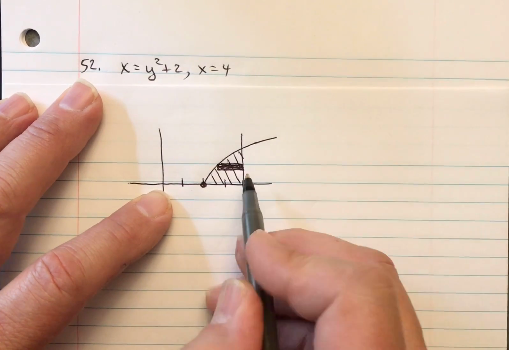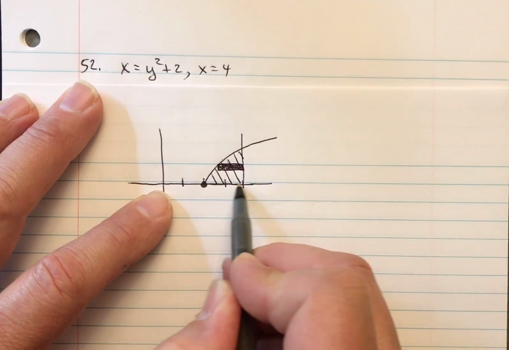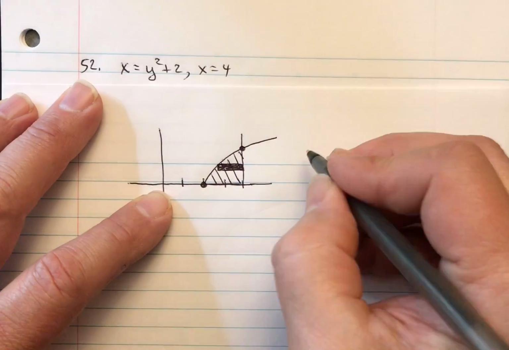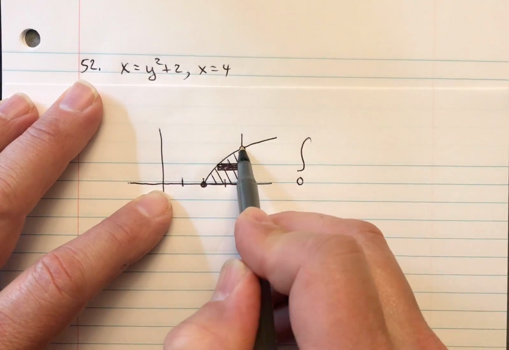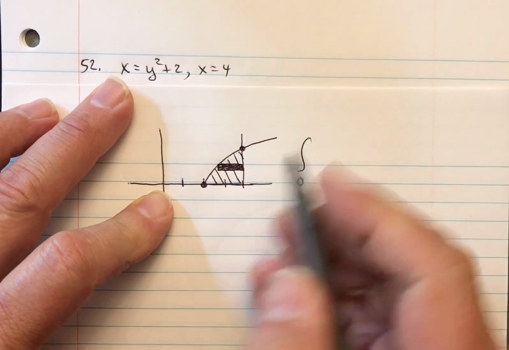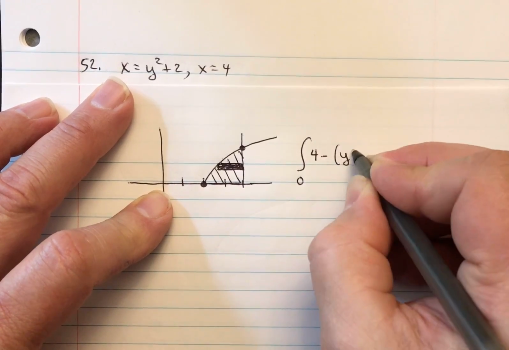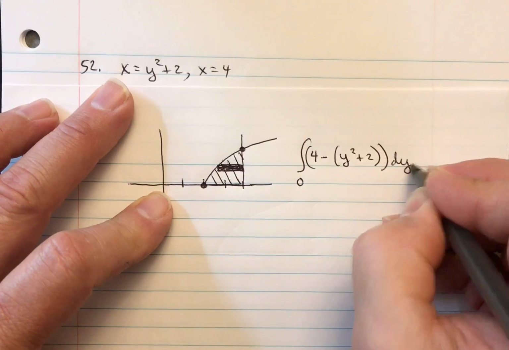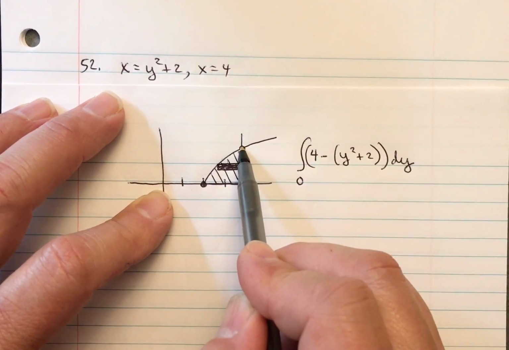So in this case, I'm going to integrate from 0 up to the y value of that point of intersection. So I'm going to integrate from 0, and we'll come up with that y value in just a second. But my right edge would be x equals 4 minus my left edge, which is y squared plus 2. And then I'm going to integrate with respect to y.